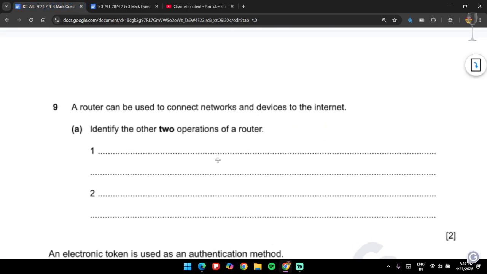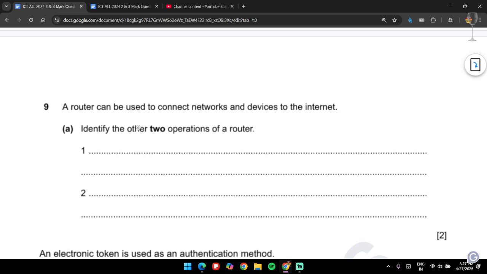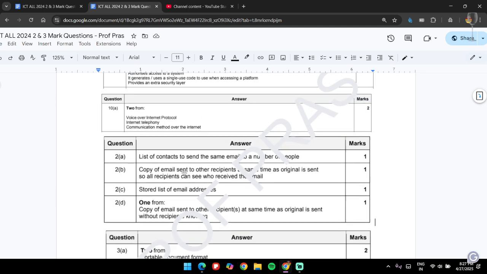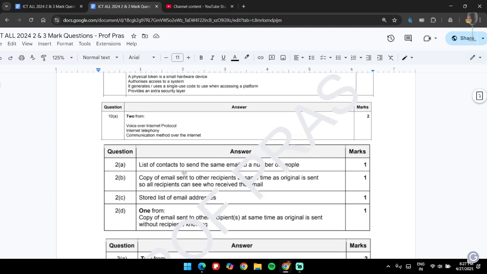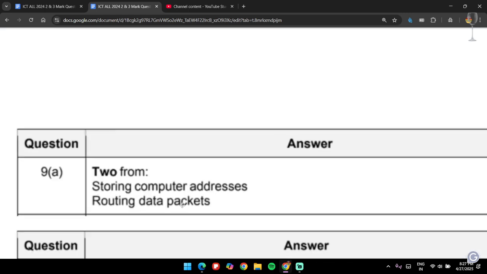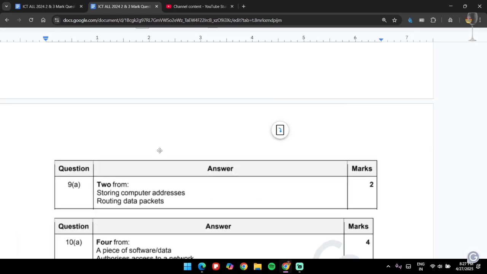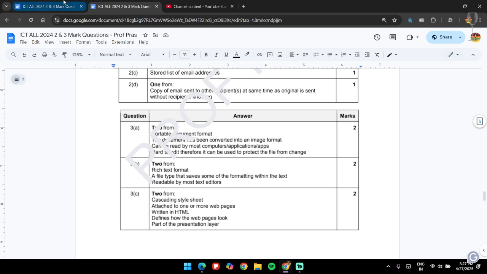Aha, see, they have repeated the question. But wait, look here. A router can be used to connect networks and devices to the internet. That's not something I can use, but I already know the two other operations. It stores IP addresses as data packets pass through it. It can also be used to route data packets or forward data packets using a routing table. Did I forget to add that one? Yeah. So it stores computer addresses and forwards packets using the routing table. I think this will be the next one.